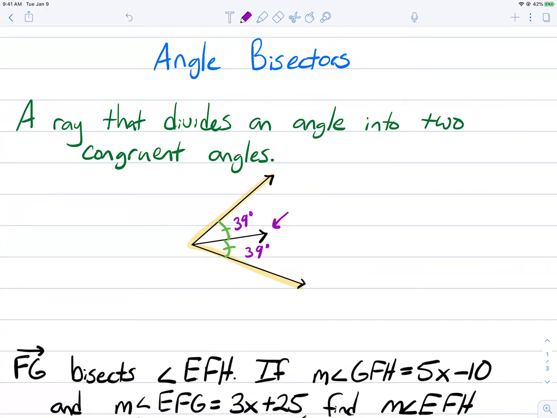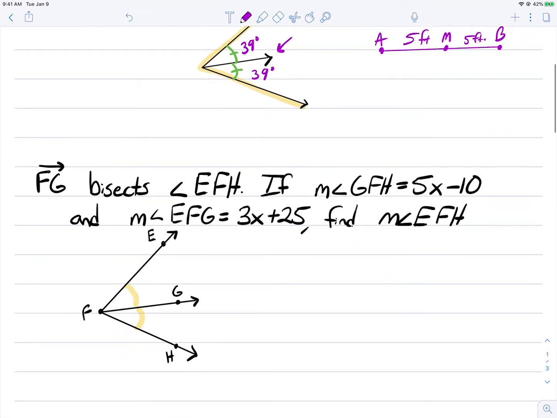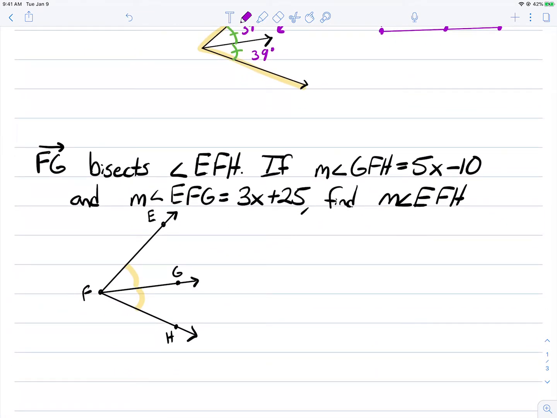This is very much like the midpoint of a segment. If you remember, we had a segment and a midpoint, and if this was 5 feet, this is our midpoint of like A and B, then this was 5 feet. So angle bisector, segment midpoint, all the same concepts: two small pieces are the same and they add up to the whole thing. So ray FG bisects angle EFH, and I drew that picture.